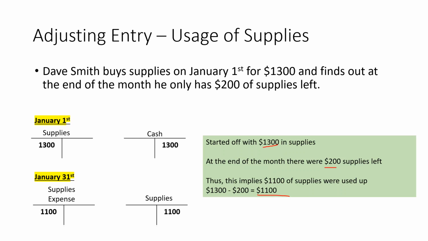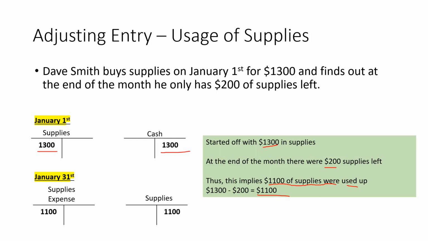So on January 1st, when he buys the supplies, what do we do? Well, we simply recognize that he's got supplies. So we debit supplies for $1,300, and he's paid cash of $1,300, so we credit cash for $1,300. On January 31st, what do we do? Well, we know that he used up $1,100 of supplies.